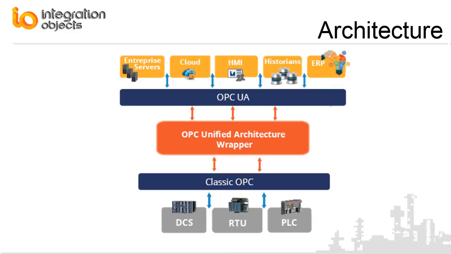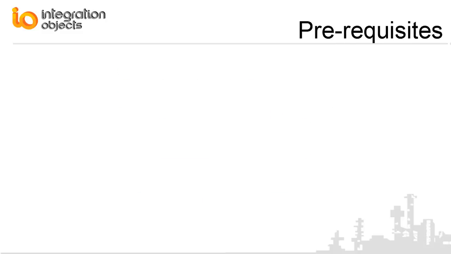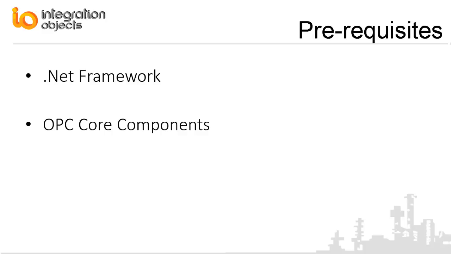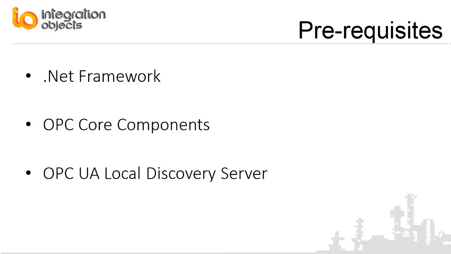This diagram illustrates the solution's typical system architecture. Integration Objects OPC UA Wrapper acts as a bridge between classic OPC servers and OPC UA clients. In order to properly run the OPC UA Wrapper, the following software components need to be installed on the target system: the .NET framework version 4.0 or higher, the OPC core components, which consists of all shared OPC modules, and the OPC UA local discovery server, which lists the OPC UA endpoints available on a given computer.